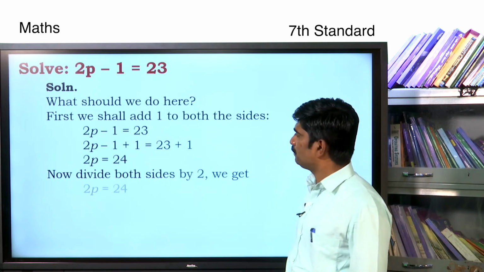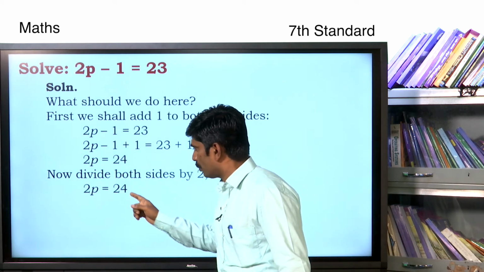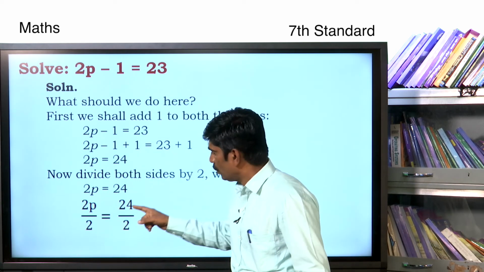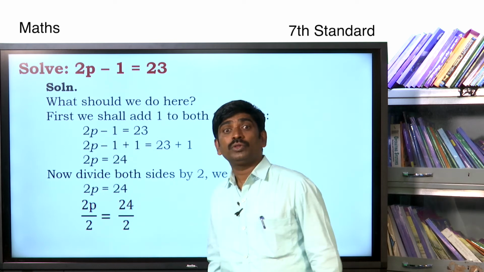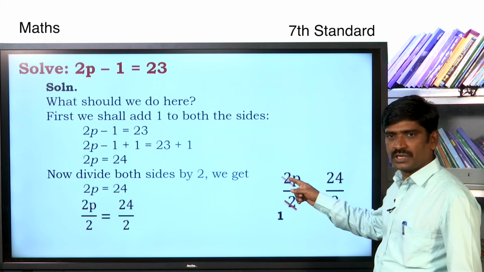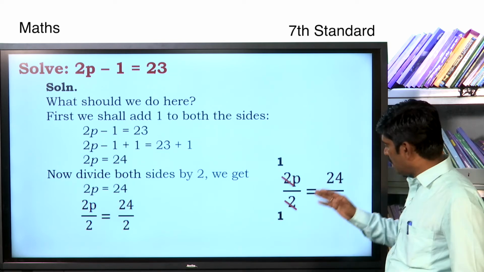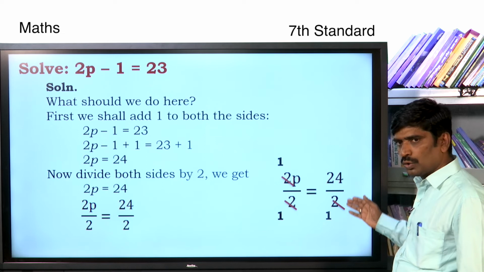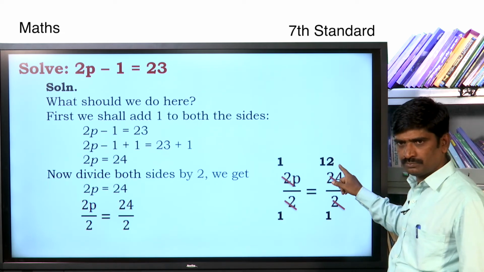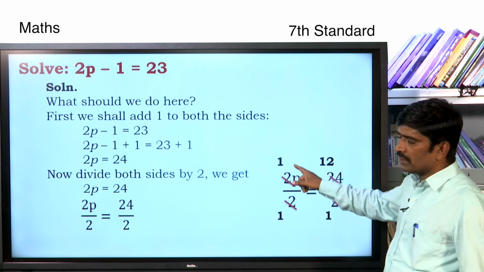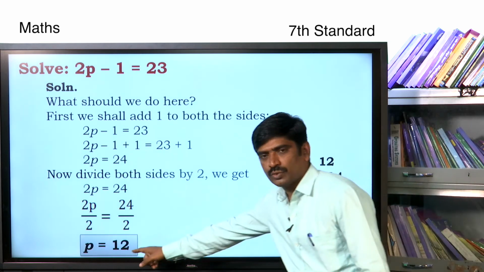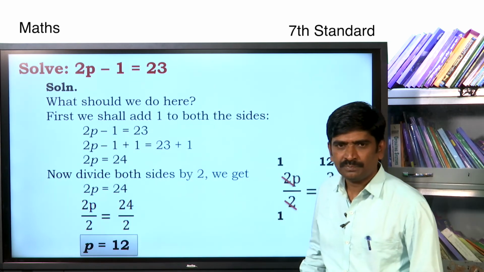Now divide both sides by 2. Then we get 2p divided by 2 is equal to 24 divided by 2. Then what happens? See here, 2 ones are 2, this is left side and right side. 2 ones are 2, 2 twelves are 24. Then on the left side p is only remaining. Here 12. Therefore, p is equal to 12. We get the solution? Yes.